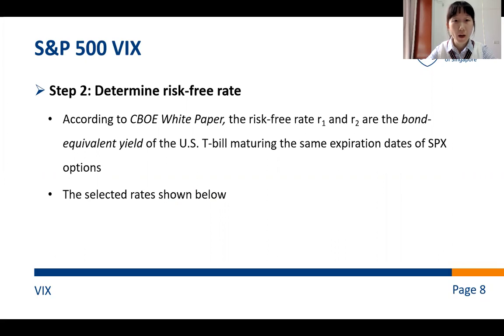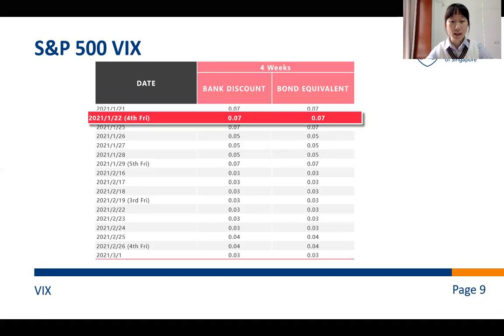To calculate SP500 forward price, we also need the risk-free rate. According to CBOE white paper, the risk-free rates are the bond equivalent yields of T-bill, which have the same maturity of the options. The selection process is shown below.